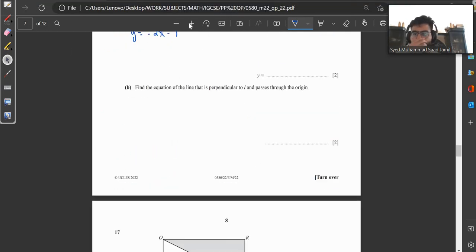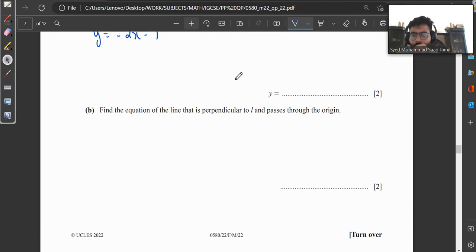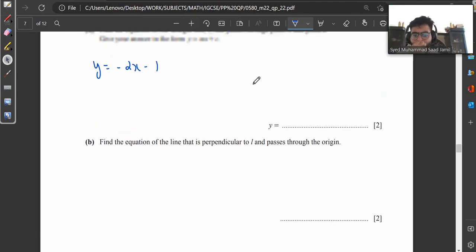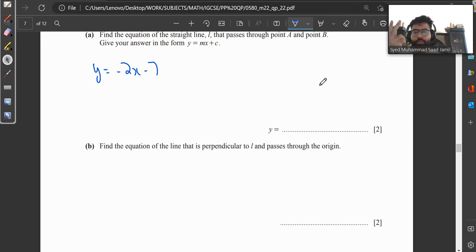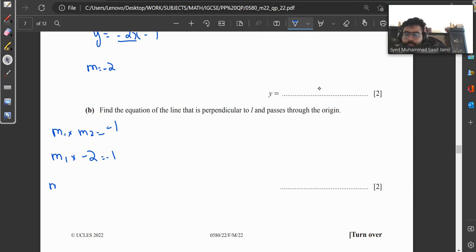Moving on, the second question says find the equation of the line that is perpendicular to line L and passes through the origin. First of all, you need to clear two things. How to find the gradient of a perpendicular line? The gradient of the previous line was m is equal to minus 2. In order to find the gradient of the perpendicular line, you will use this formula: m1 multiplied by m2 is equal to minus 1. m1 multiplied by minus 2 is equal to minus 1. m1 is equal to minus 1 upon minus 2. Minus gets cancelled out. m is equal to 1 upon 2.